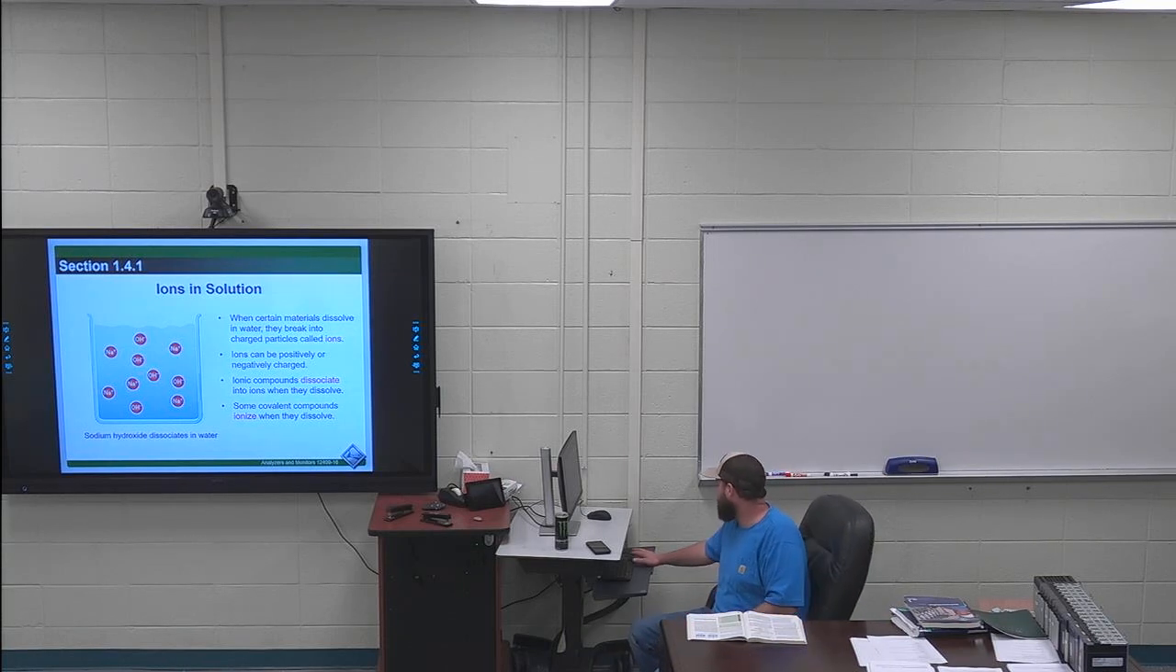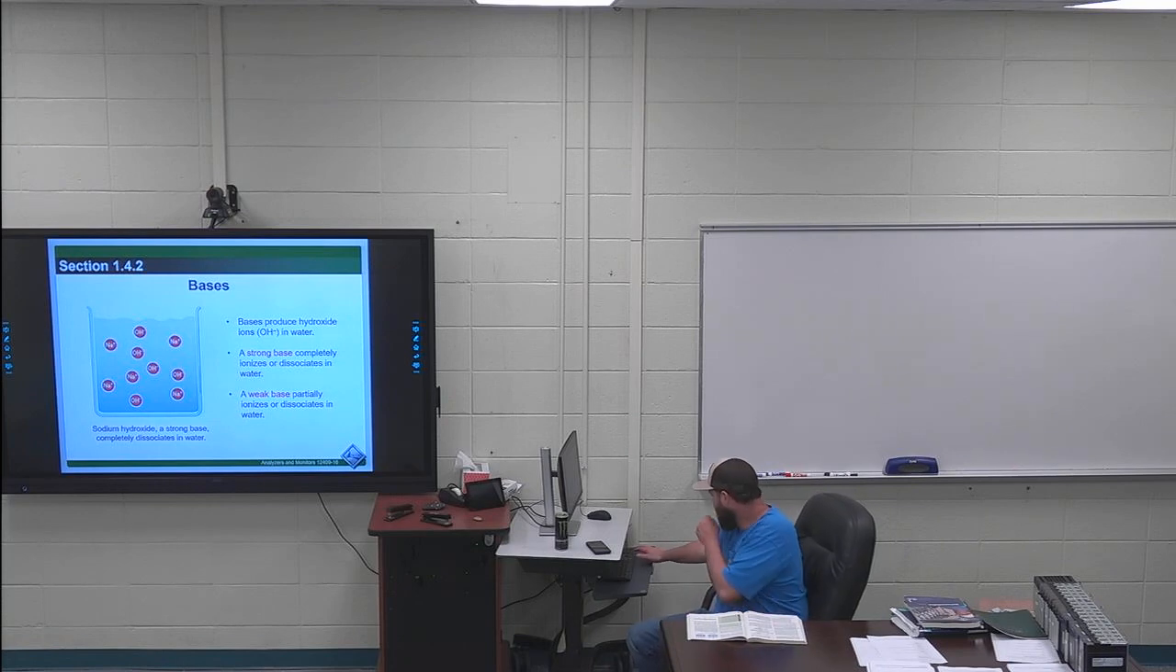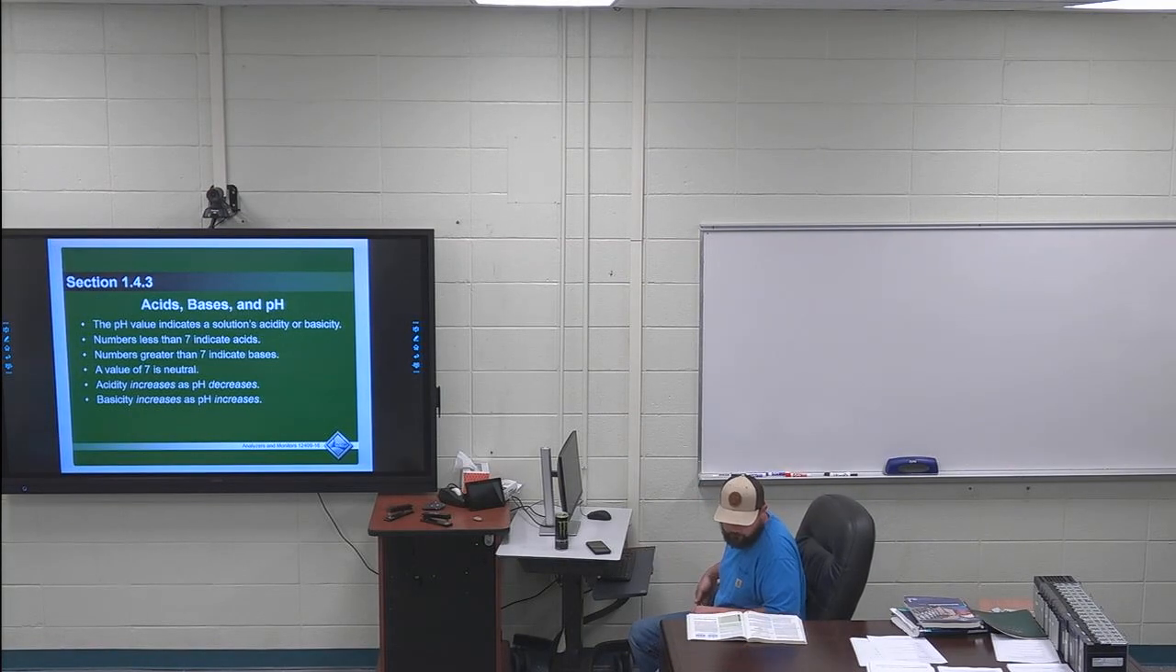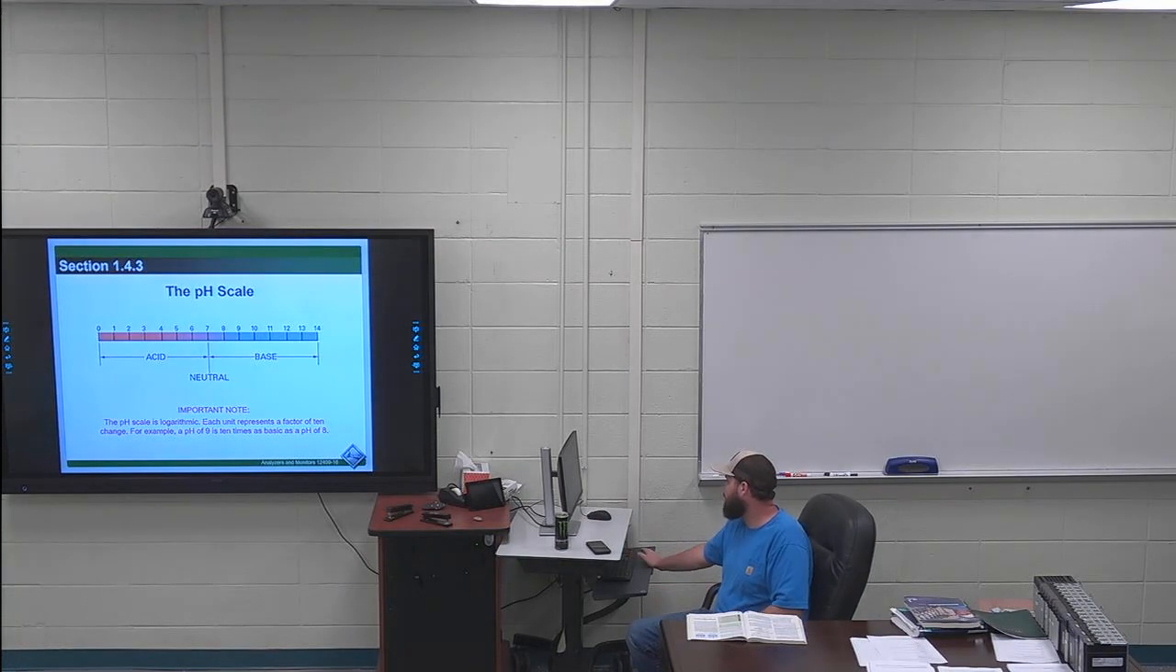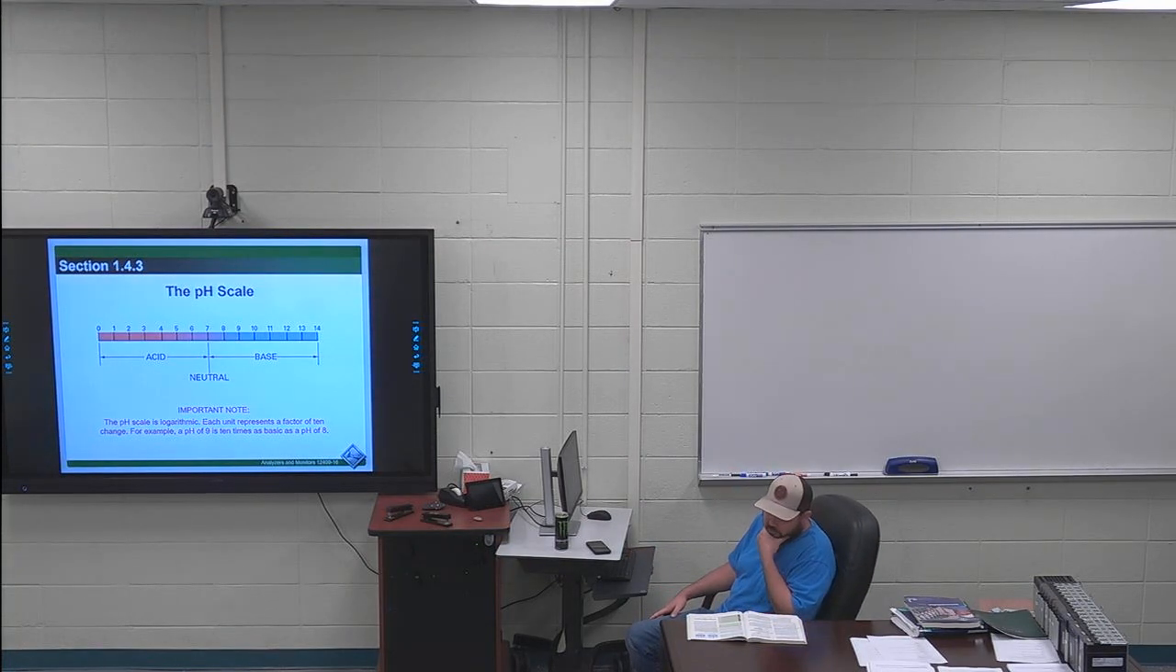pH, 143. First sentence is highlighted. A convenient way to state the acidity or basicity or alkalinity of a solution is the pH scale. That's the pH scale at the bottom of the page. Skip a sentence. The next sentence is highlighted. As the quantity of hydrogen ions increases, the solution becomes more acidic. So you add more hydrogen ions, you're going to become more acidic.